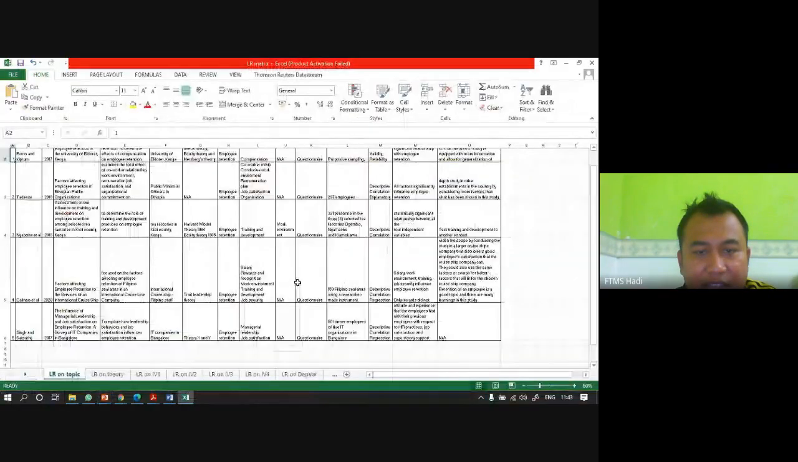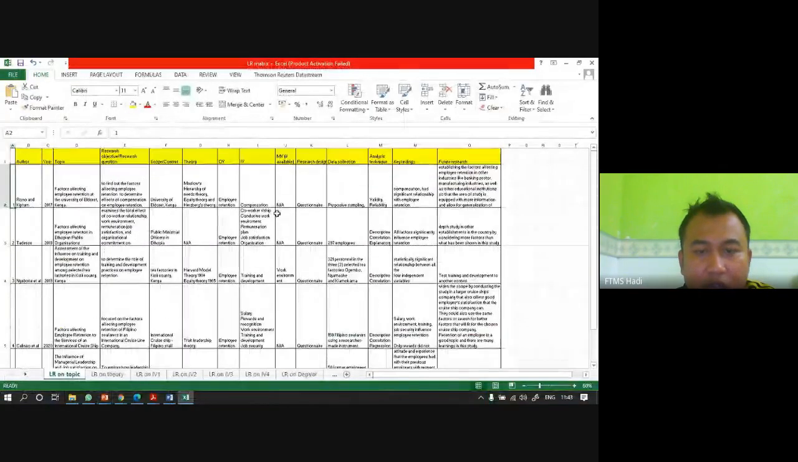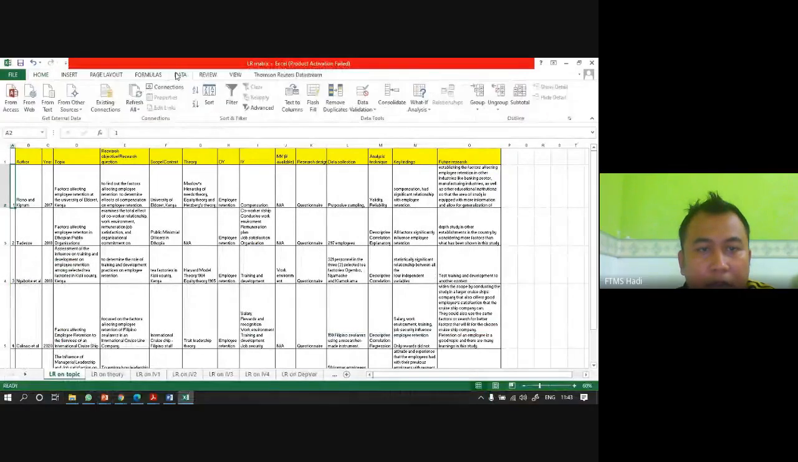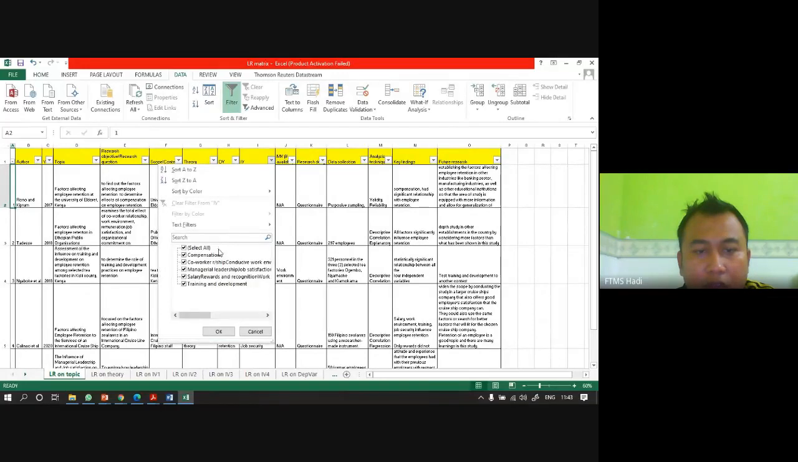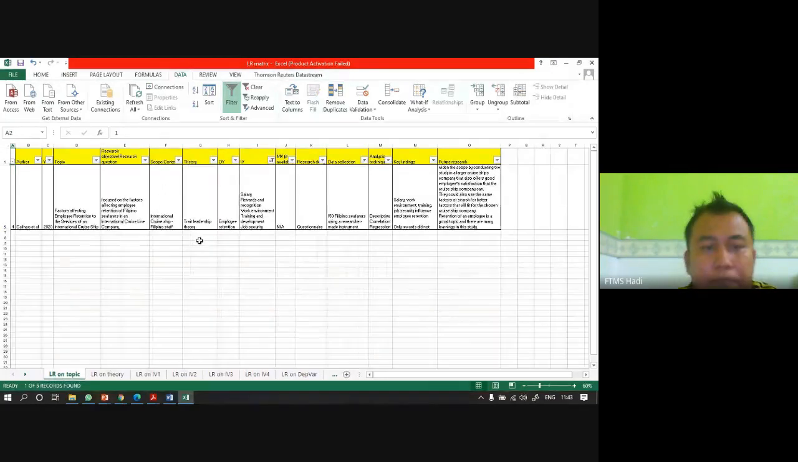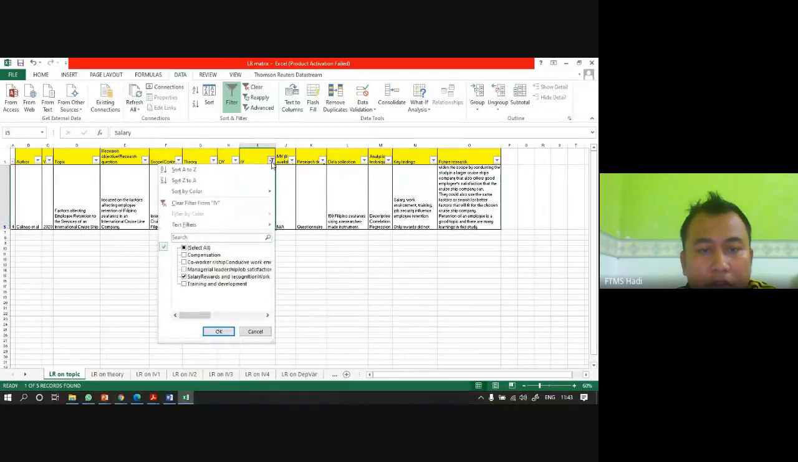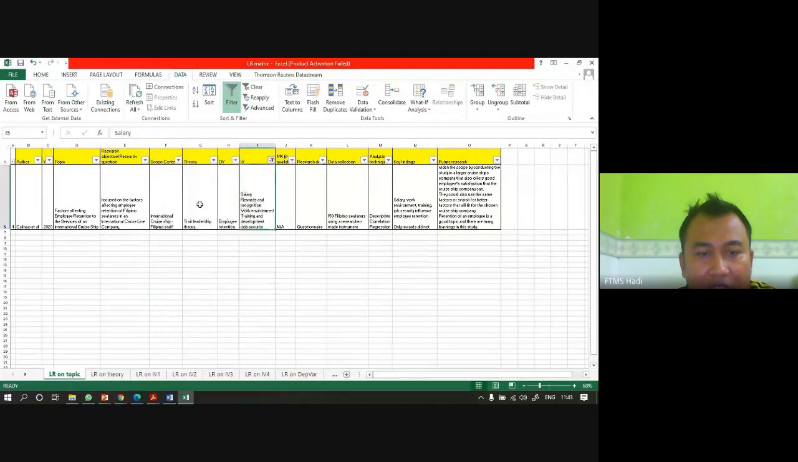By using Excel, yes, sometimes you can go for this one. Let's say I'm using the data filter. Let's say I want to analyze IV, and I want to go for any word related to rewards. Reward. Only one paper mentioned reward. If you want to unfilter, clear the filter.